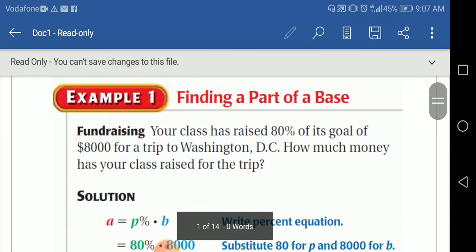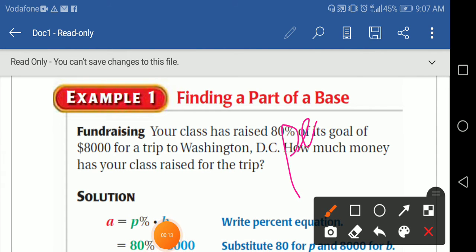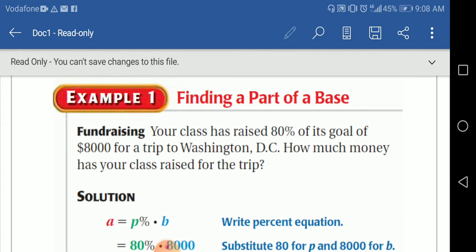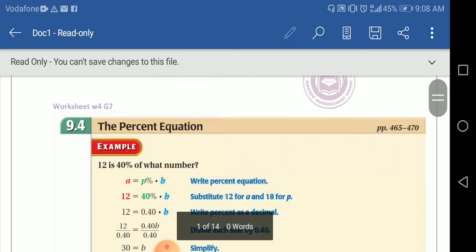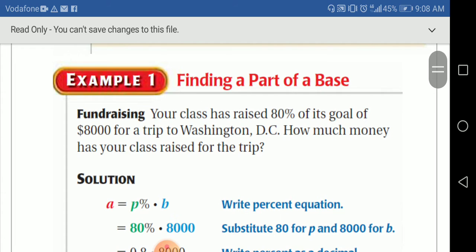Remember, my dear students, we have talked before about percent. When I say percent, this means what? This means per 100, over 100. And we can recognize percent by this sign. Today we are going to talk about the percent equation: how to find the part of a base.